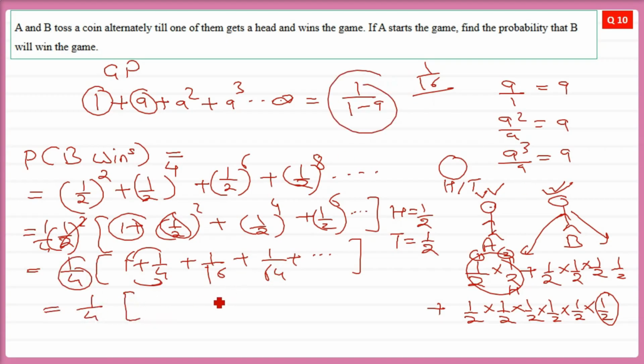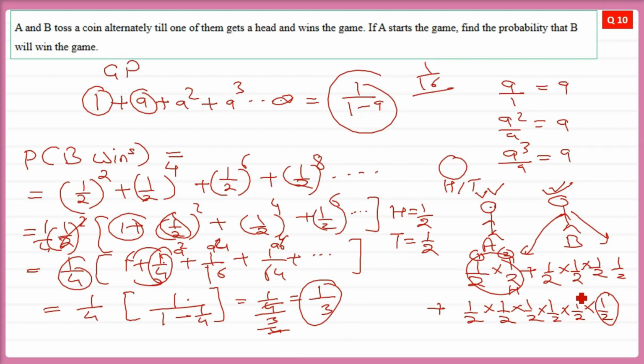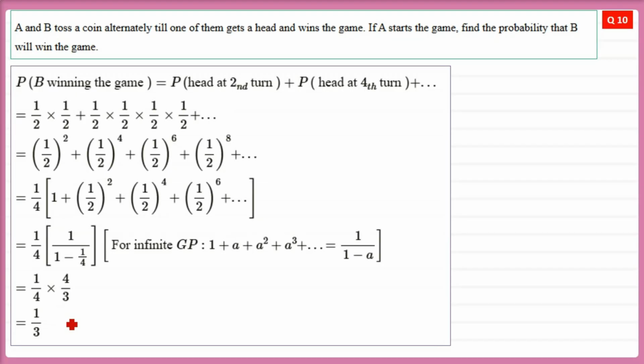We have taken it outside earlier. And this is 1 by 1 minus A. A is what? 1 by 4. So 1 minus 1 by 4, this is 3 by 4. It goes into the denominator, this goes up, 4 gets cancelled, and you'll get 1 by 3 as the result. I hope you got the concept. So this geometric progression will be used in the later part also. So this is how you are going to write it whenever you are writing it.